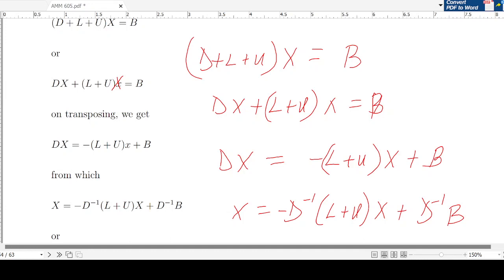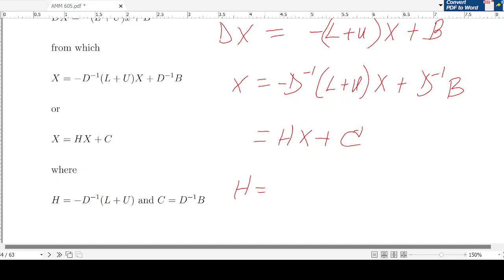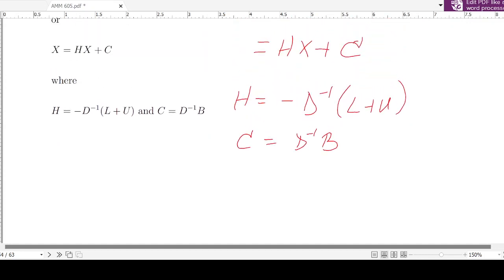This is negative here. So when we write our system as X equals Hx plus C, then H will be equal to minus D inverse into (L plus U), and C will be D inverse times B. So those are our matrices, the Jacobi coefficient matrix, the iterative matrix for the Jacobi method, H and C. So in this case, the Jacobi method can be expressed as X equals Hx plus C, where H is that and C is that.